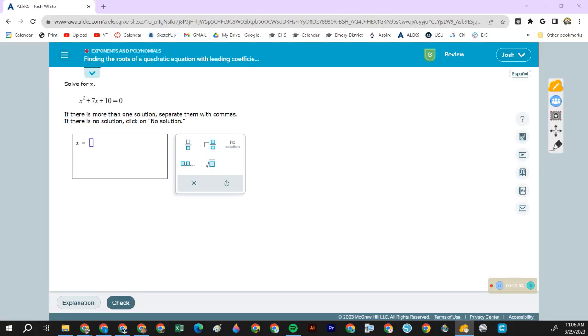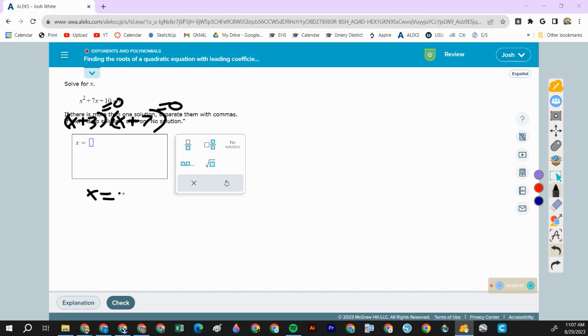1.4, we are doing more review of quadratics. So here we have a quadratic equation we need to solve. So we factor two numbers that multiply to be 10 and add to be 7. x plus 3 and x plus 7. We set each of those equal to 0. Subtract the 3, subtract the 7. So negative 3 and negative 7 are my roots.